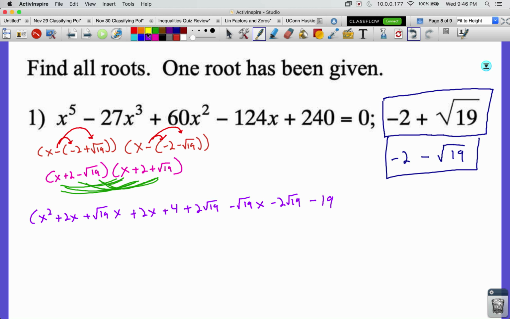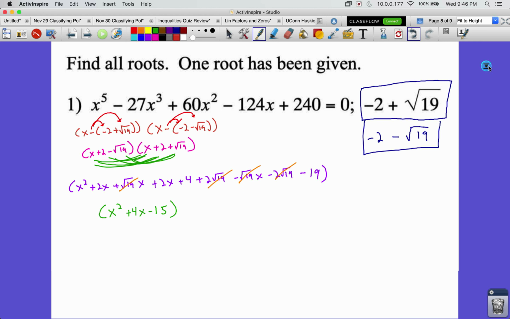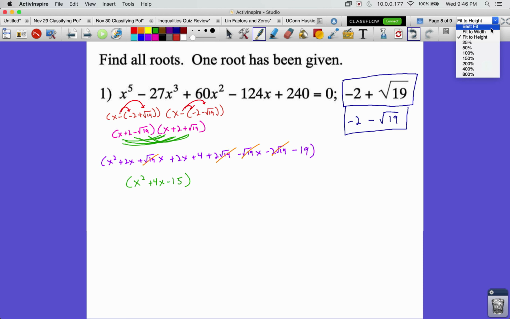All right, because these were conjugates, a lot of canceling happens here. In fact, everywhere we see a root 19, it's going to cancel. All right, combine your like terms, and we get this quadratic factor, x squared plus 4x minus 15. All right, this is a guaranteed quadratic factor of this quintic, so it should be able to divide out evenly. Let's set up our long division next.